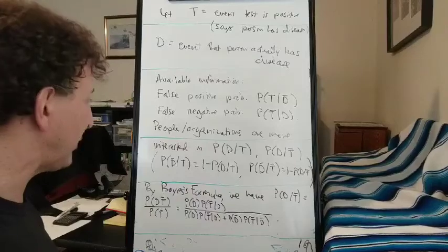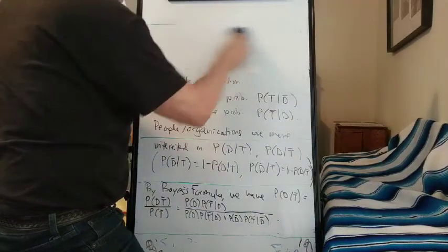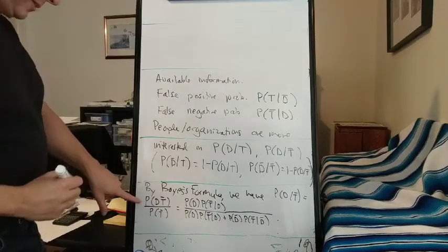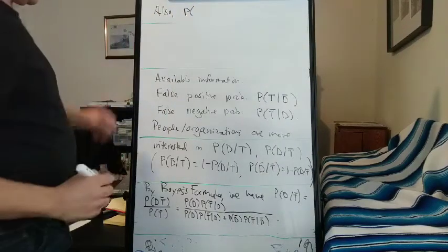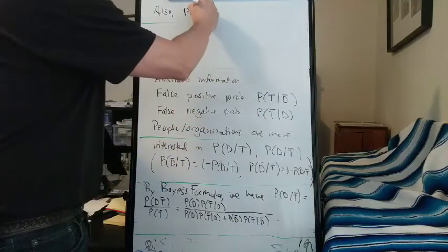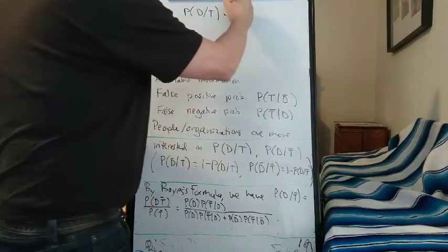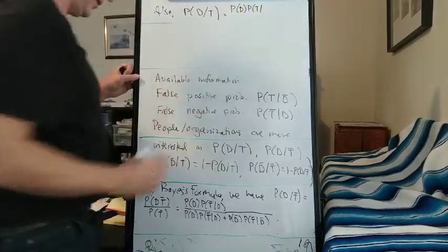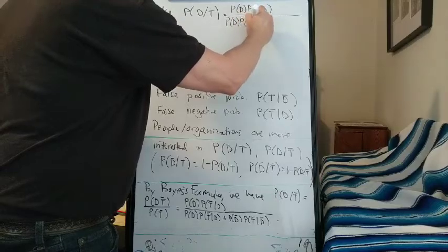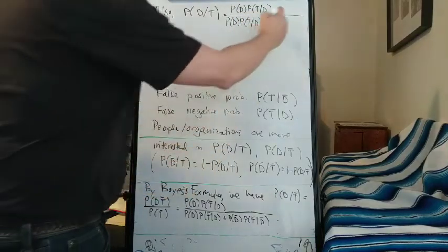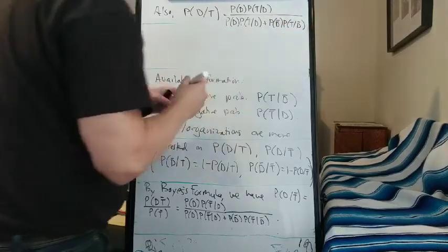Similarly, if we want the probability of having the disease given that the test is positive, we'll just copy this formula with a T everywhere there's a not T. So the probability of having the disease given the positive test is the probability of having the disease times the probability of a positive test given having the disease, over the probability of disease times the probability of a positive test given the disease, plus the probability of not having the disease times the probability of a positive test given not having the disease.